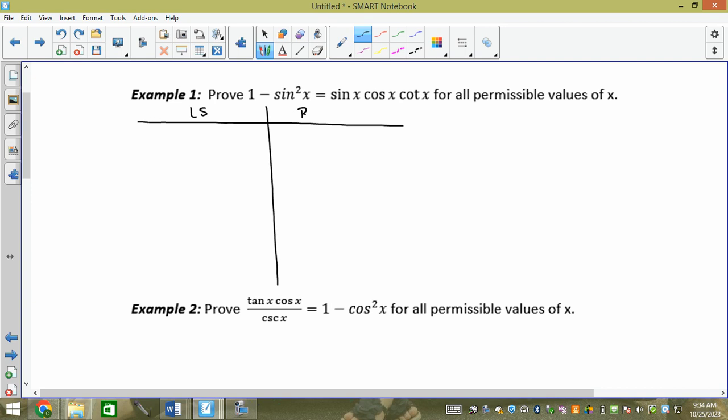And then I get people doing this. Oh, 1 minus sine squared x. Well, that's cos squared x. Should your first step be altering what you're trying to prove or proving what you're trying to prove? Proving what you're trying to prove. So you actually have to rewrite the proof. Correct? So our first step is to literally rewrite it. Left side in itself, right side in itself.